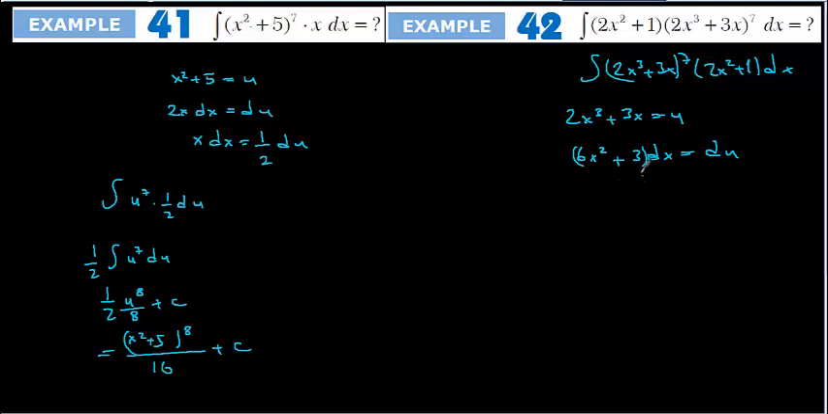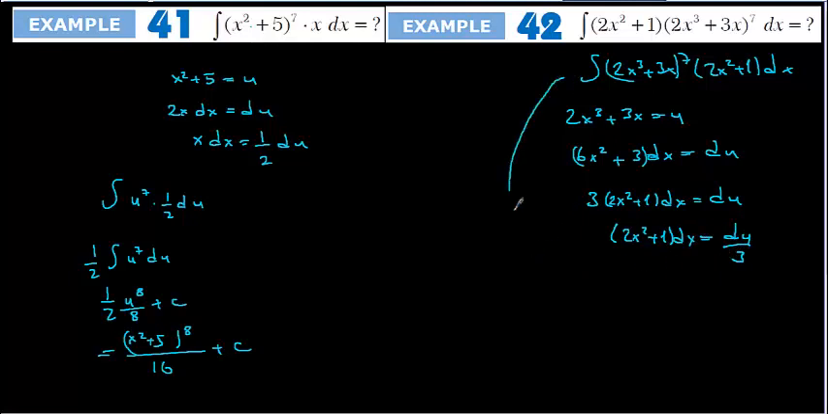And here 6x squared plus 3 has a common coefficient, like 3 times (2x squared plus 1) dx is equal to du, and this 3, when we send it to the other side, we are going to get this term: (2x squared plus 1) dx is equal to du over 3. So (2x squared plus 1) dx is equal to du over 3.